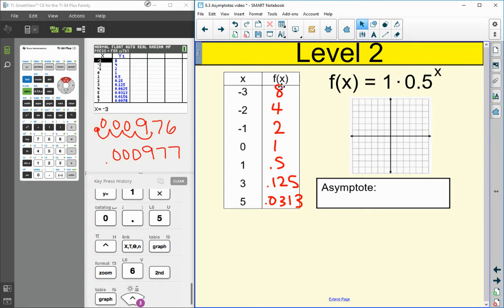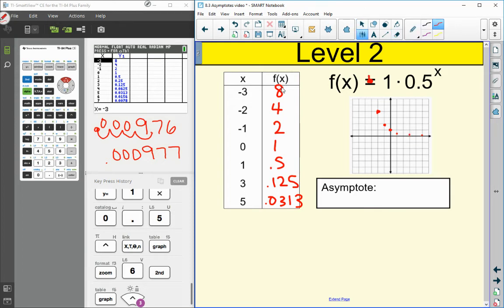Let's go ahead and graph this. -3, 1, 2, 3, 1, 2, 3, 4, 5, 6, 7, 8 is about right there. -2, 1, 2, 3, 4. -1, 2. 0, 1. And then I know that 1.5 is there, and then it's just going to get smaller. Okay? And that is not on 0, but I'm not very good at making my dots go correctly on here because my board's a little bit off.